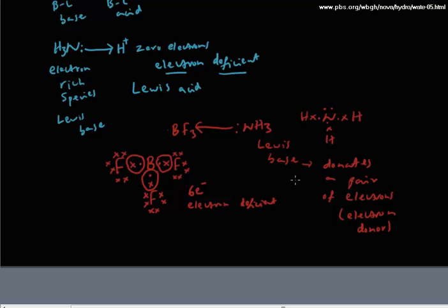Electron donor. So if this ammonia is an electron donor, I can call this BF3, of course it's a Lewis acid, an electron acceptor. Right? So that's the driving force. So an electron deficient molecule or an ion can overcome its electron deficiency by accepting a pair of electrons from the Lewis base.